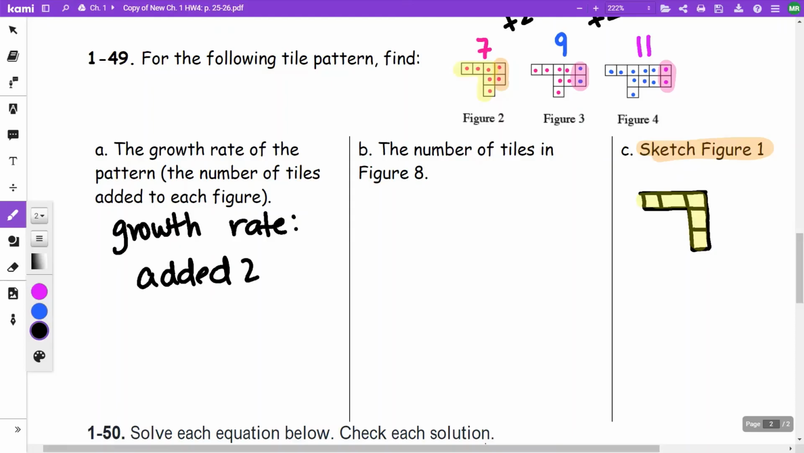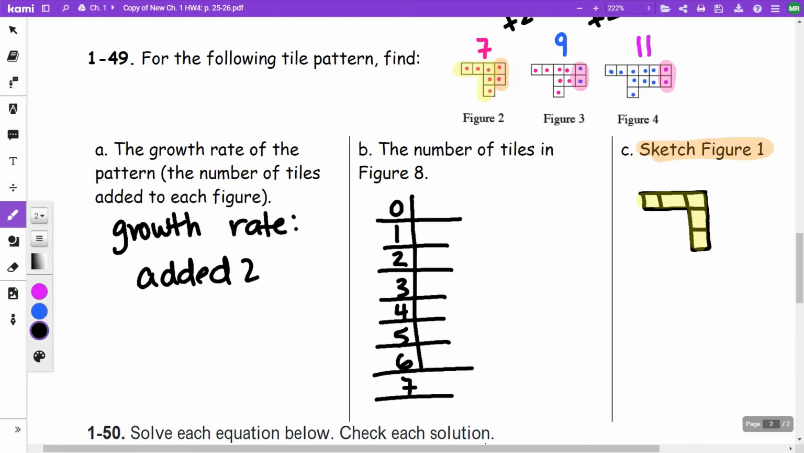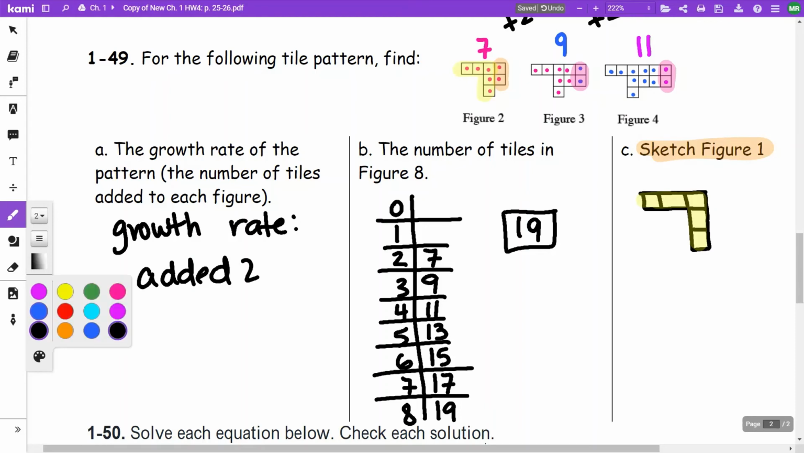And then if we're trying to figure out what figure 8 is, a couple things you could do. We could do a table here, figure 0, 1, 2, 3, 4, 5, 6, 7, 8. So we can continue that pattern. That's one way to do it. So this one had 7, then we had 9, then we had 11. If we keep adding, we're going to have 13, 15, 17, 19. So 19. Now, eventually, we want to not have to be making a table every time.